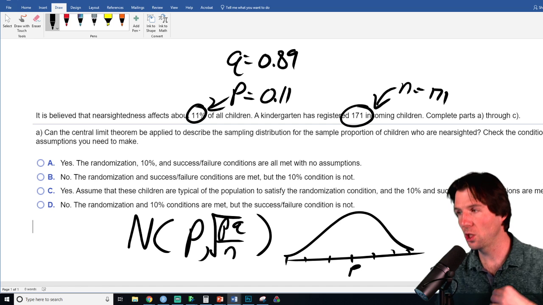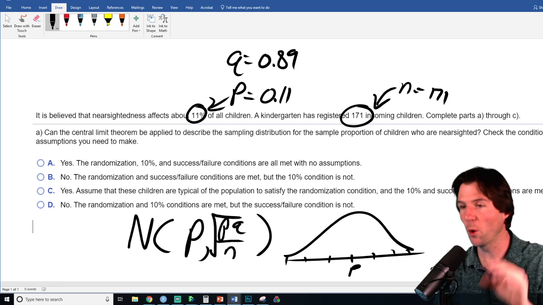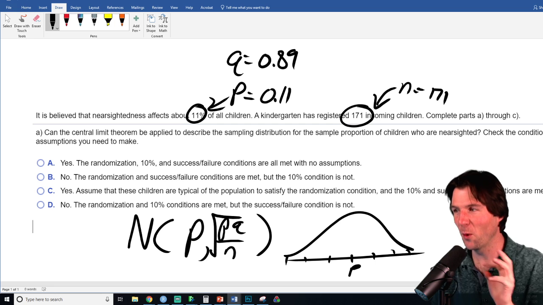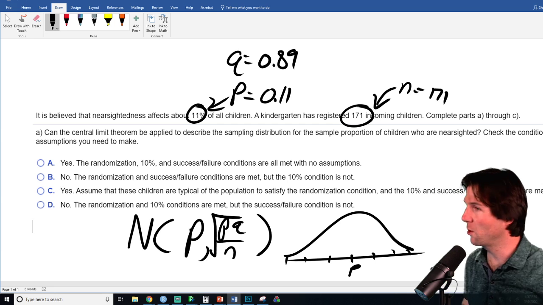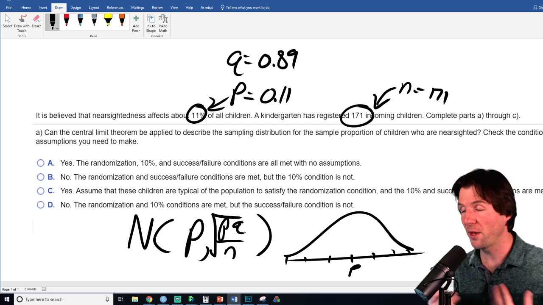P is 0.2, Q is what? 0.8. P is 0.4, Q is what? 0.6. Nice job, Simon. We just need to know P and Q like this, and if you don't know it, it's just 1 minus P is Q. They both add up to 1.